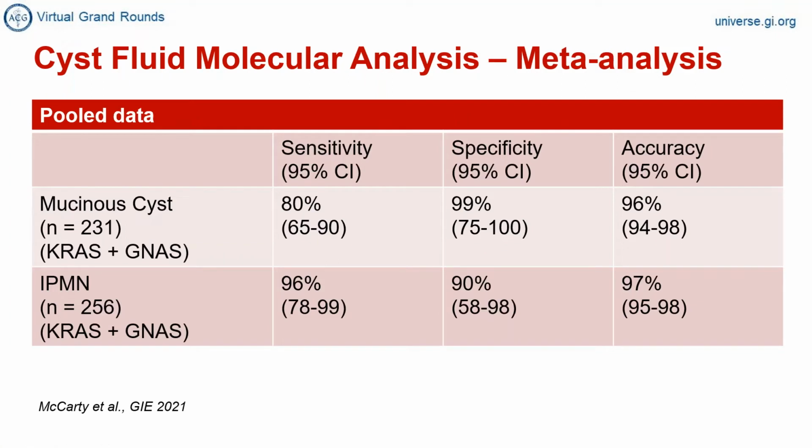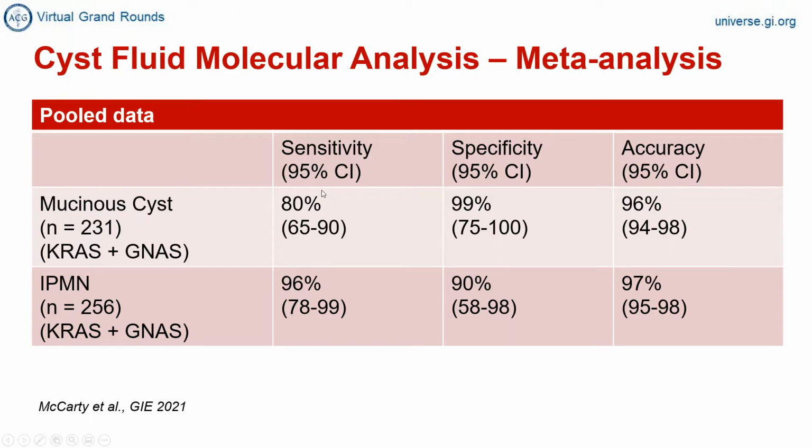So overall, how do these perform? Again, it's another recent meta-analysis looking at cyst fluid molecular analysis. When you look at diagnosing any mucinous cyst, either IPMN or mucinous cystic neoplasm, using a combination of KRAS or GNAS, the sensitivity is 80% and the specificity is nearly 100%. If you just look at IPMNs, the sensitivity is higher at 96%.